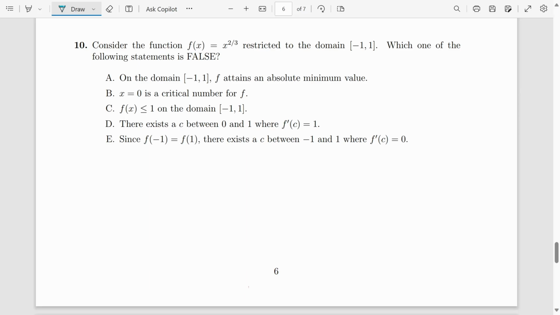Question 10. Consider the function f of x equals x to the power of 2/3 restricted to the domain from -1 to 1 inclusive. Which of the following statements are false? Before we hop into these 5 statements and figure out which one is false, it becomes a lot easier to solve them if you're able to visualize, either in your mind or on your paper, what x to the power of 2/3 looks like.